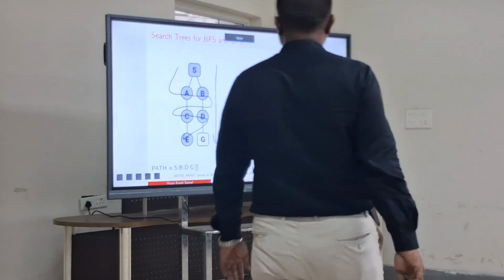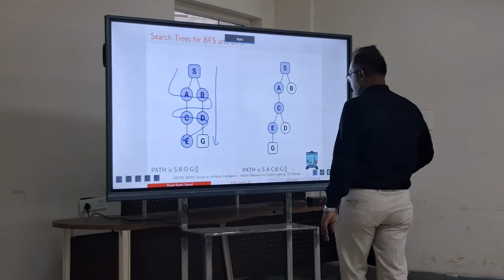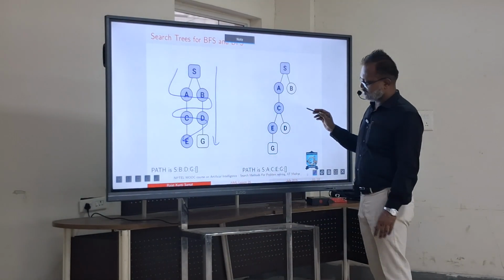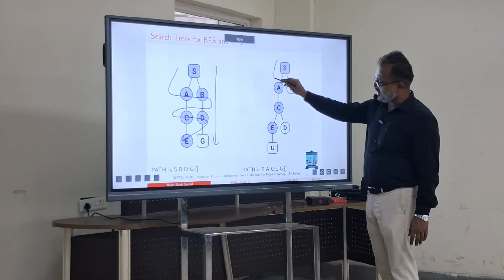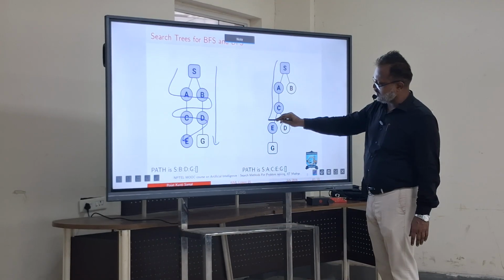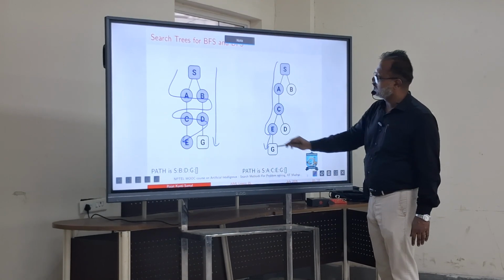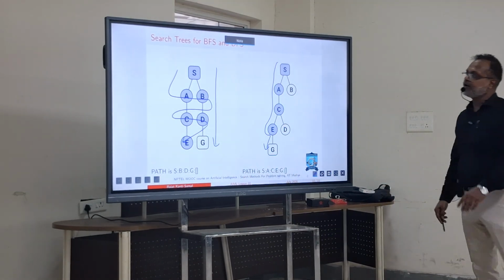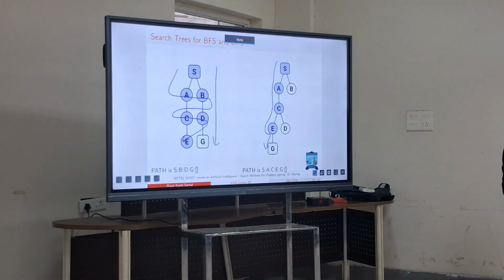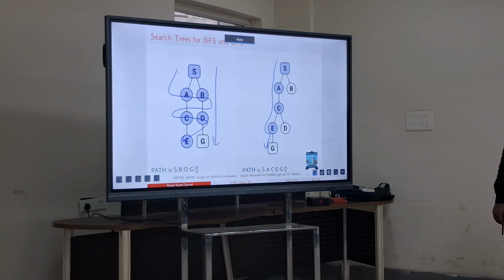So this is the search tree for DFS. S, A, C, E, G. This is how DFS obtains the path, or the solution.